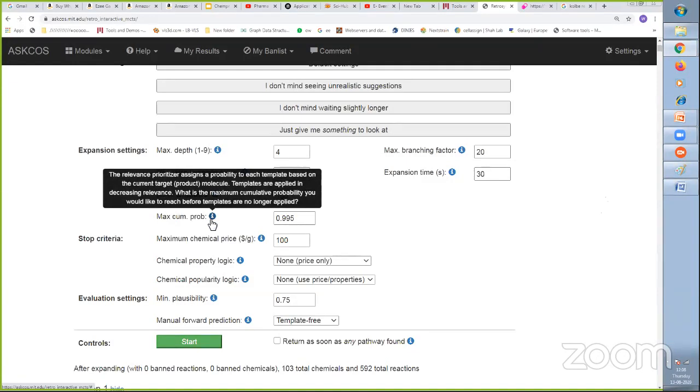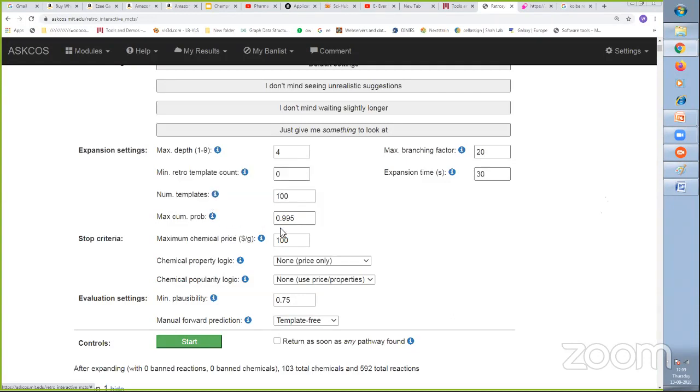The relevance prioritizer assigns a probability to each template based on the current target molecule for the product to be formed. Templates are applied in decreasing relevance. So the ones which are highly relevant are the ones we try initially. What is the maximum cumulative probability you would like to reach before templates are no longer applied? So that's why 0.995.